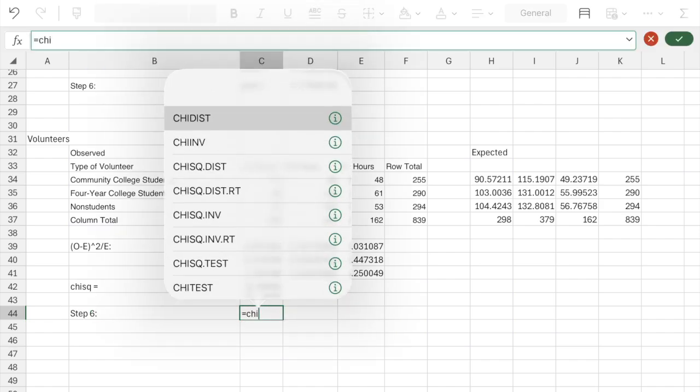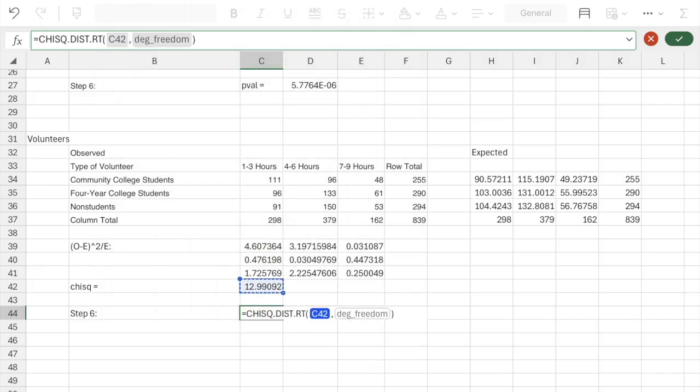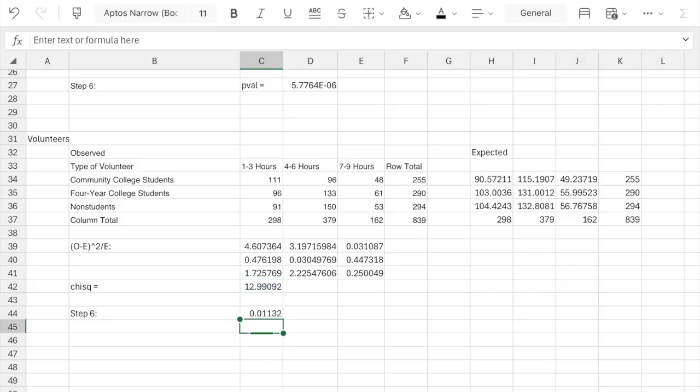Equals chi-squared dot RT. Put that in. Now my degrees of freedom. That is going to be the number of columns, J, minus 1, times the number of rows, I, minus 1. And since there's 3 columns and 3 rows, not counting the totals, that's going to be 2 times 2, which is 4. So we're going to have 4 degrees of freedom here. Press enter, and there's my p-value, and it's quite small.